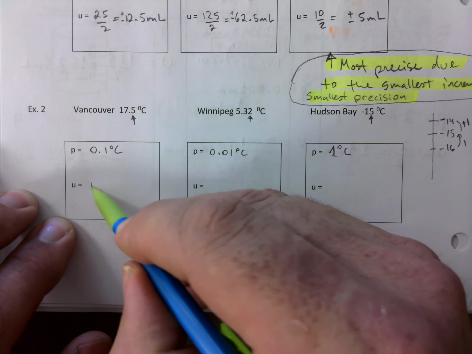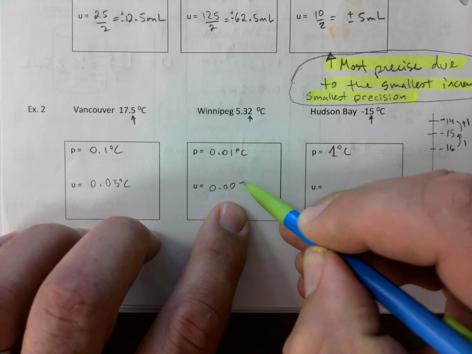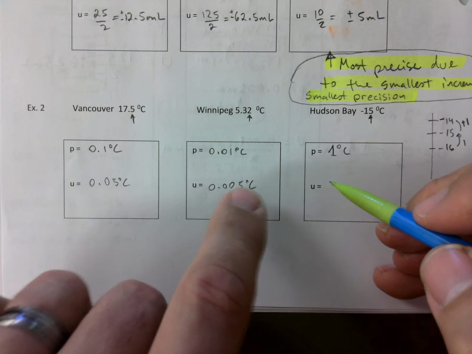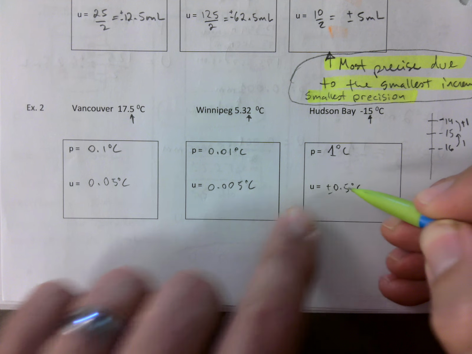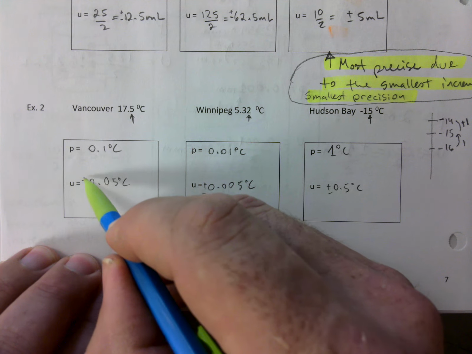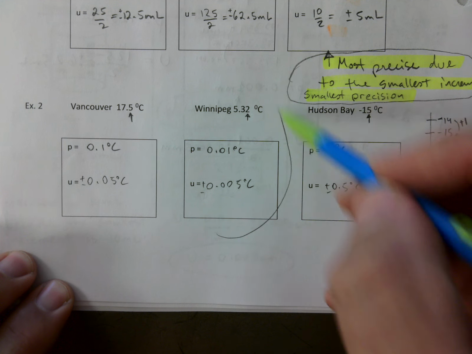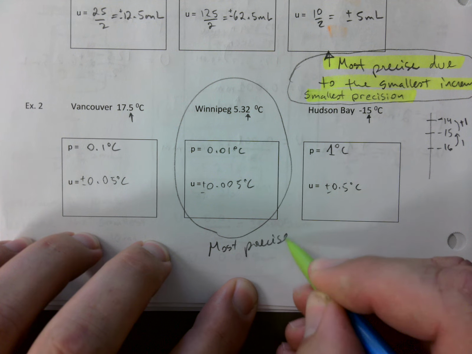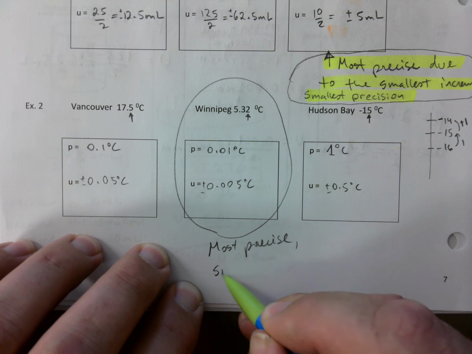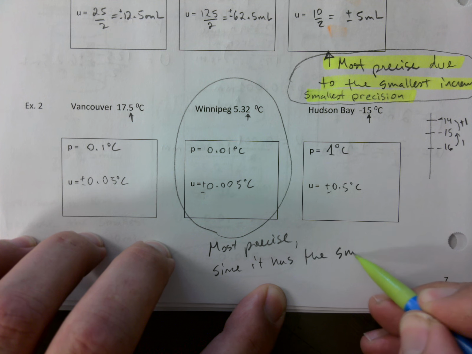Let's just figure out the uncertainties here real quick. So when you divide it, whatever you get is the answer. So this is 0.5. So plus or minus. It's going to be very good practice to always right away come up with P and U. Okay? Which one is more precise? This one. Most precise, since it has the smallest increment.